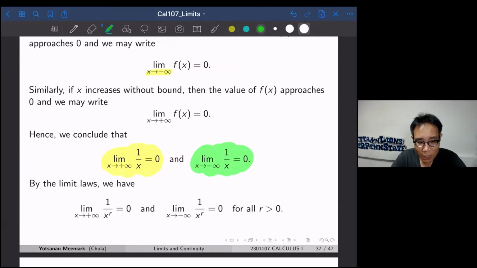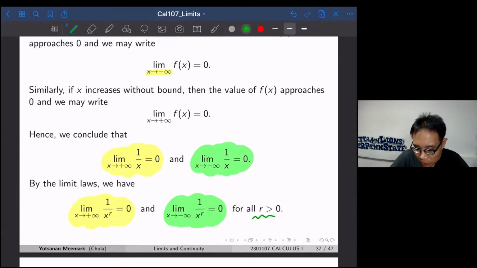By the limit laws, we are able to raise to the r power. So you have the limit as x goes to infinity of 1 over x to the r equals 0, and the limit as x goes to negative infinity of 1 over x to the r also equals 0, for any positive r.